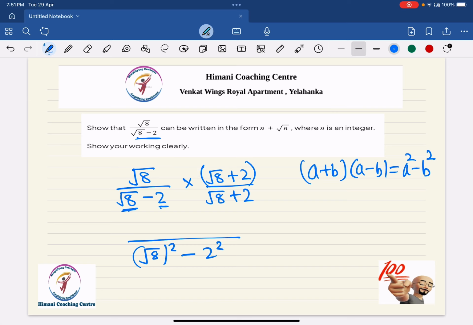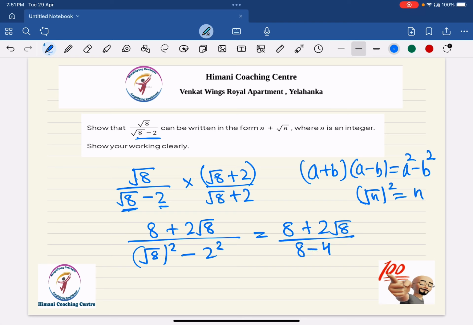And in the numerator, root 8 into root 8 is just 8. Root 8 into plus 2 would be 2 root 8. Okay. So what are we getting? We are getting 8 plus 2 root 8 divided by root 8 square. So see, if root n gets squared, it is just n. So root 8 square will become 8. 2 square is a 4.